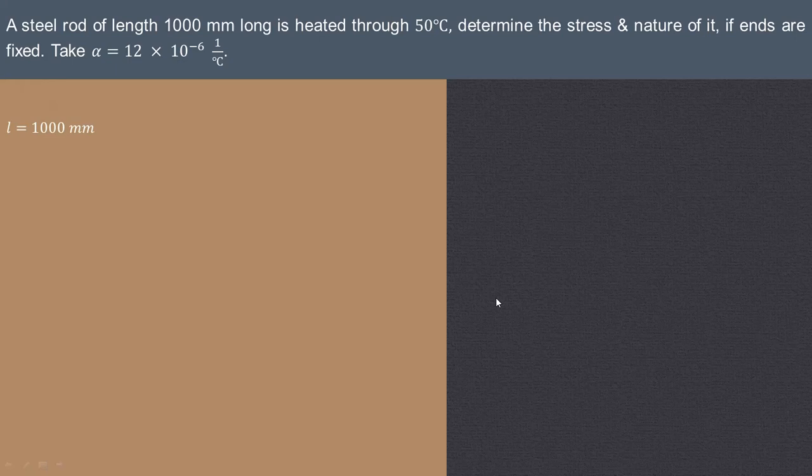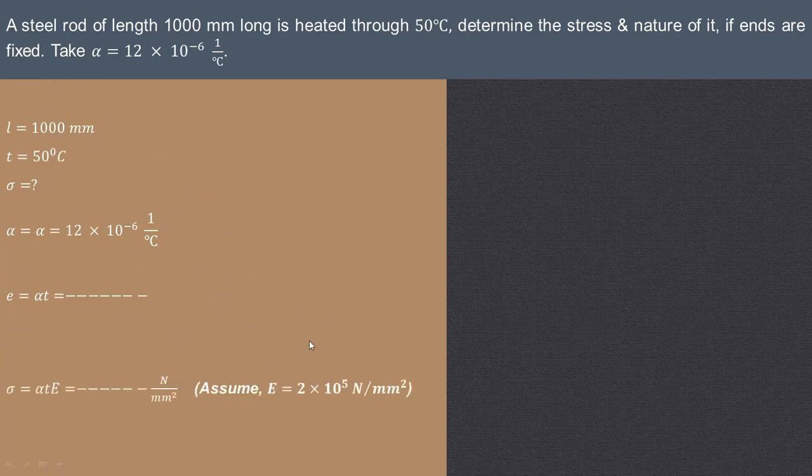Length is given as 1000 mm, temperature is 50 degrees centigrade, sigma we have to find out, and alpha is given as 12 into 10 raised to minus 6. Then strain e will be equal to alpha into T. Just substitute the values, alpha is 12 into 10 raised to minus 6 and T is 50 degrees centigrade, and find out this value.